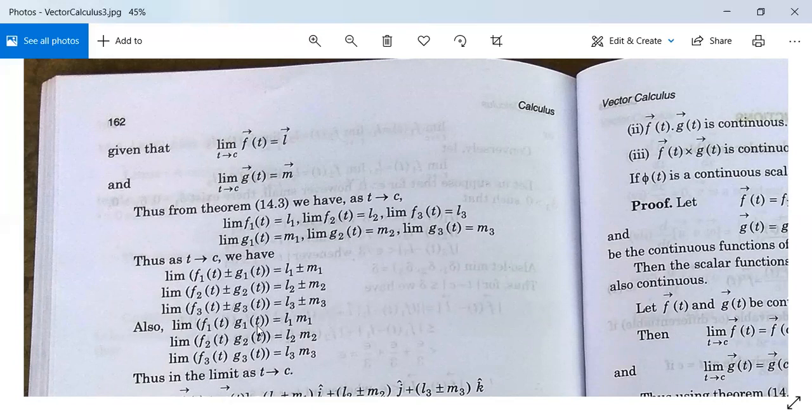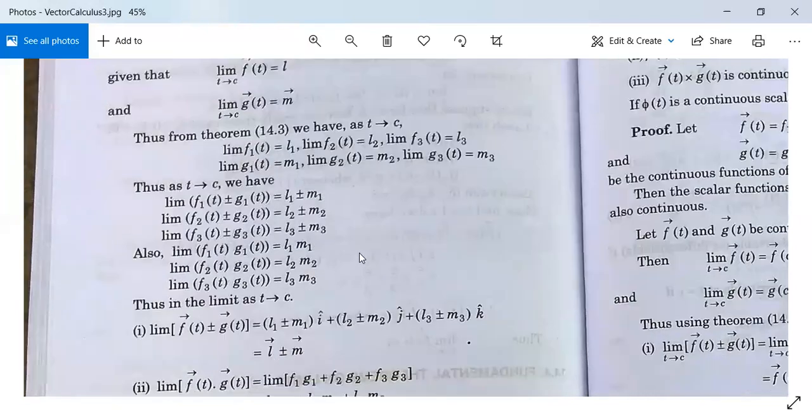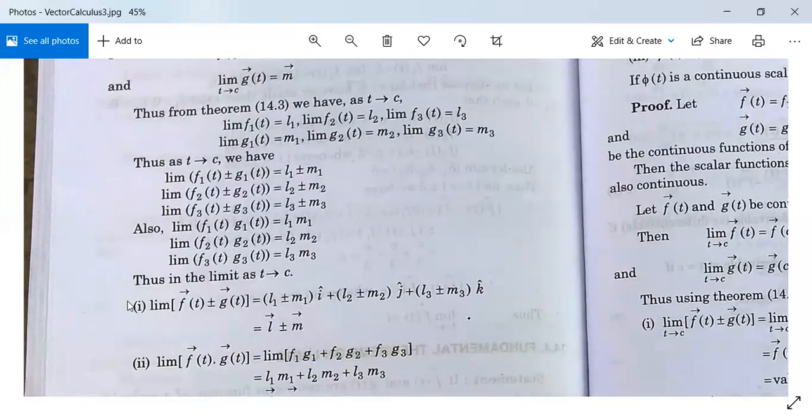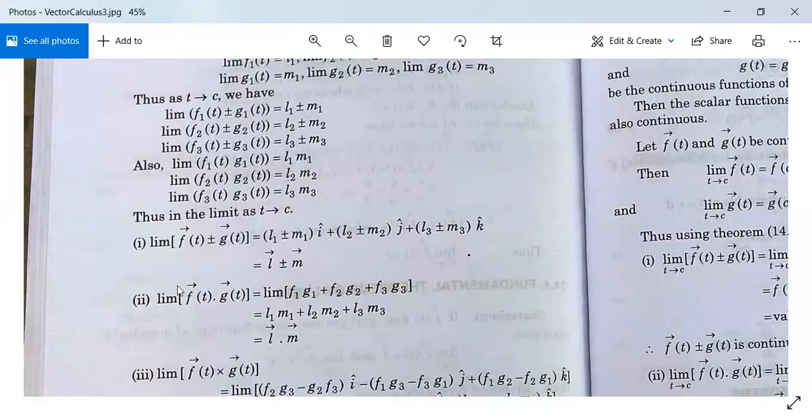Also, limit f1(t) into g1(t) is equal to L1 into M1. Limit f2(t) into g2(t) is equal to L2 into M2. Limit f3(t) into g3(t) is equal to L3 M3. Thus, in the limit as t tends to c, first, limit vector f(t) plus minus g(t) is equal to (L1 plus minus M1)i plus (L2 plus minus M2)j plus (L3 plus minus M3)k. Just substitute the values of vector f(t) and vector g(t) in the form of their components. So this will be vector L plus minus vector M, because it is L1i plus L2j plus L3k plus minus M1i plus M2j plus M3k.